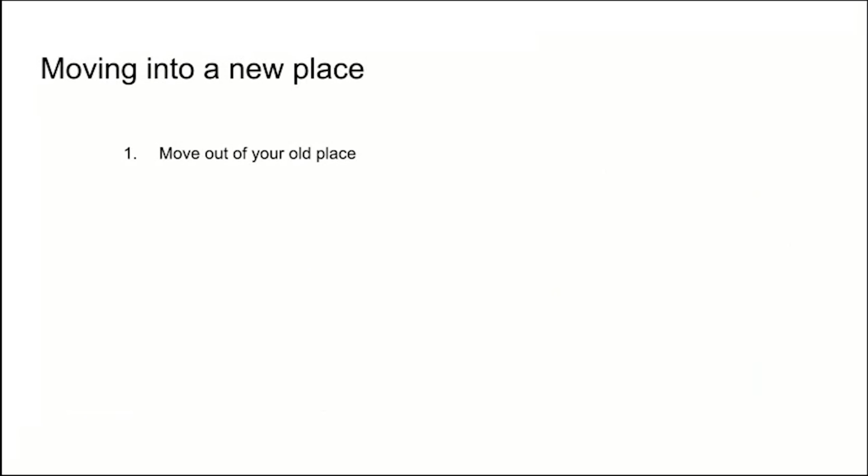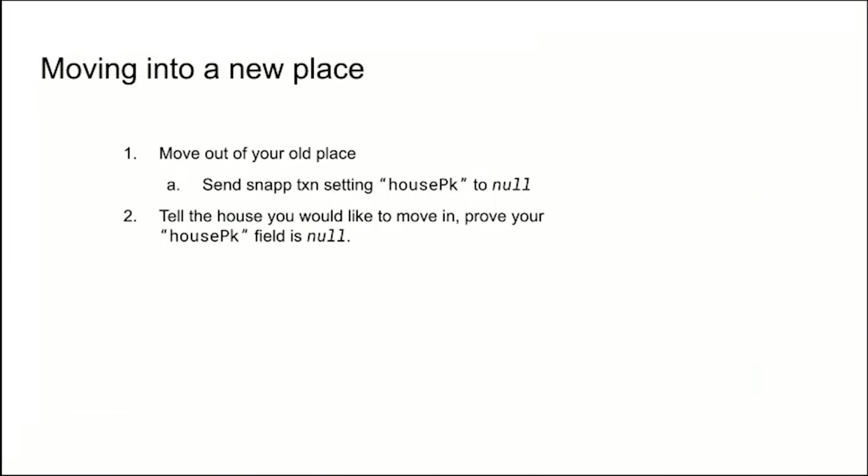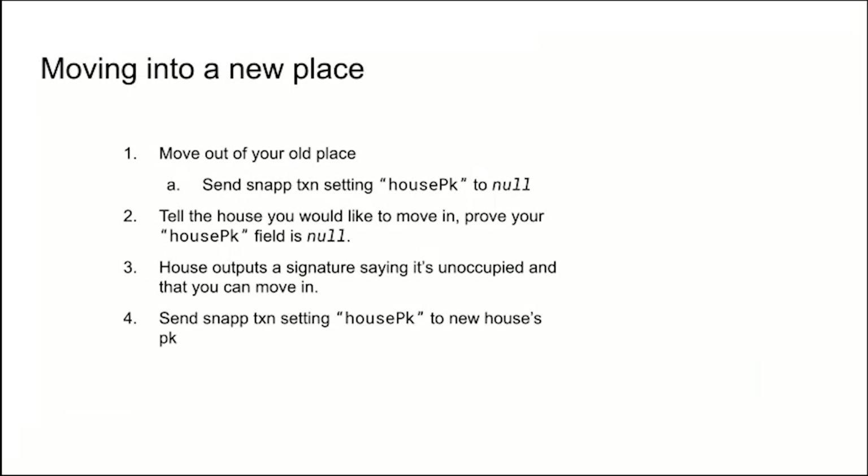What's the flow for moving into a new place? First, you move out of your old place. You send a Snap transaction setting house PK in your account to null, although no one sees that. They just see that you've changed the hash. And then you tell the house that you're trying to move into that you'd like to move in, and you prove to that house, that little Mac icon computer, that your current house PK field is null. So that's how you prove to them, hey, I don't have a house. Then the house outputs a signature saying, yep, I'm unoccupied, and you are approved to move in. And then you send a Snap transaction setting your house PK field to that new house's public key.